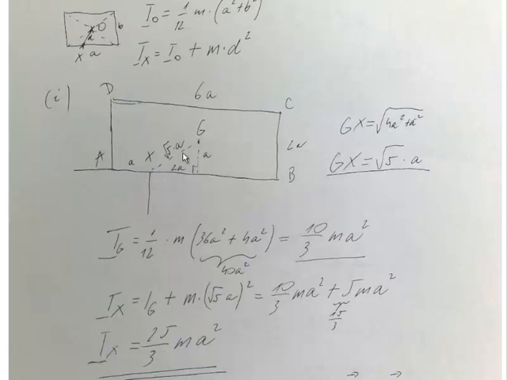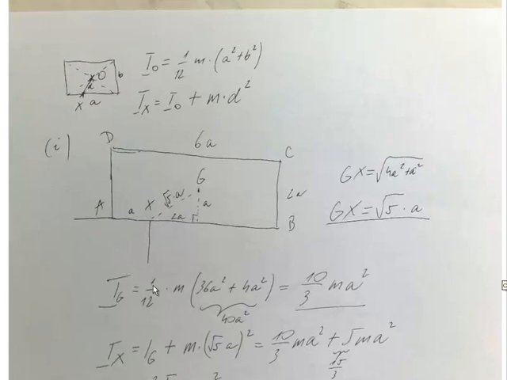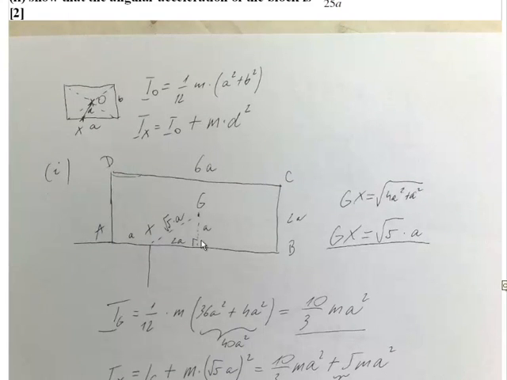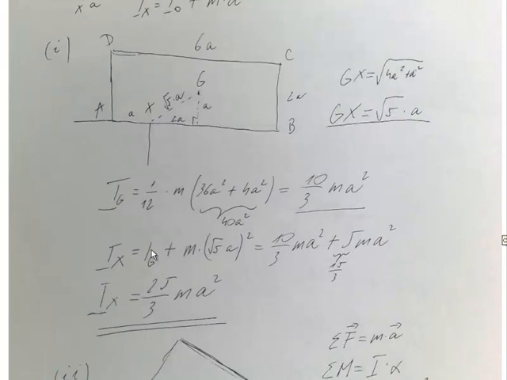And now to X, we apply this formula: inertia of G plus m times distance squared. It's 5a squared. It is here. And this is 15 over 3 plus 10 over 3, which is 25 over 3 times m times a squared.